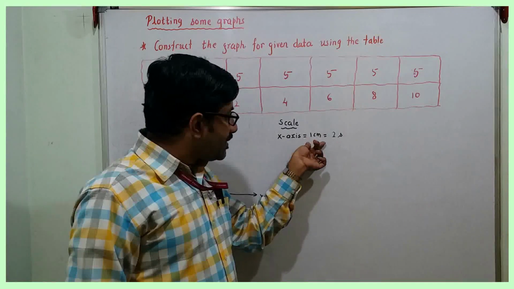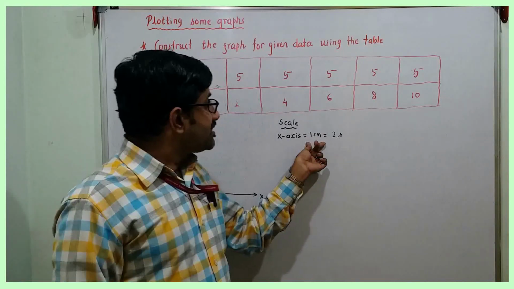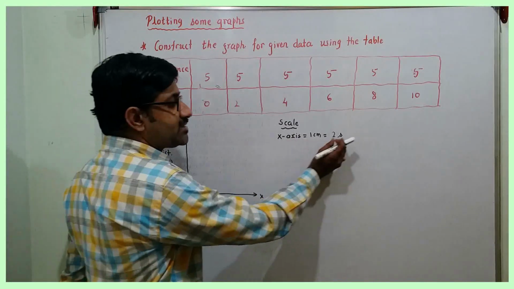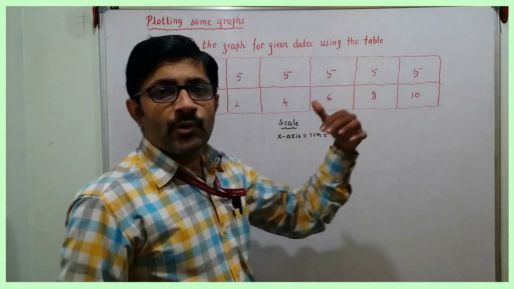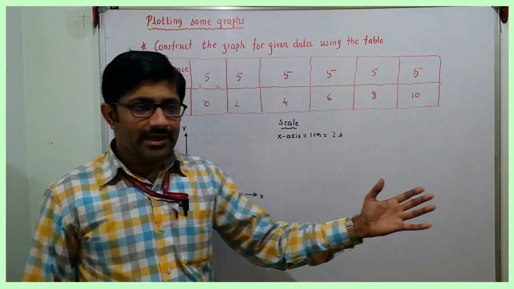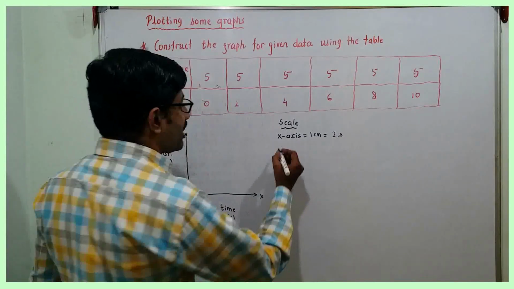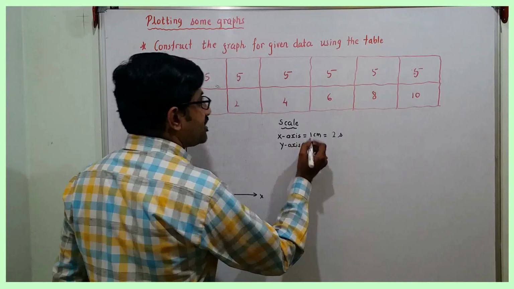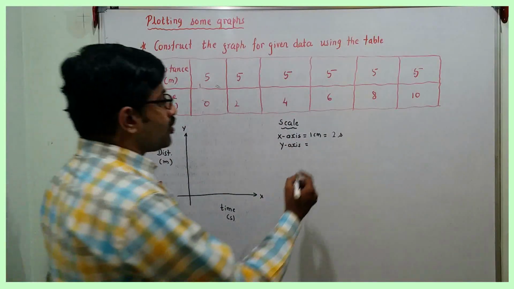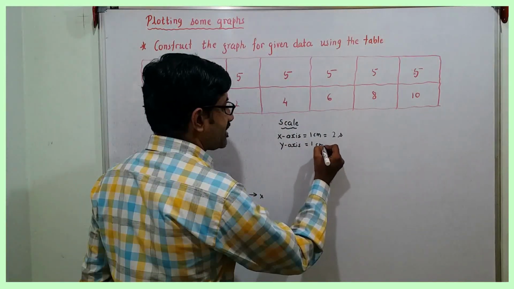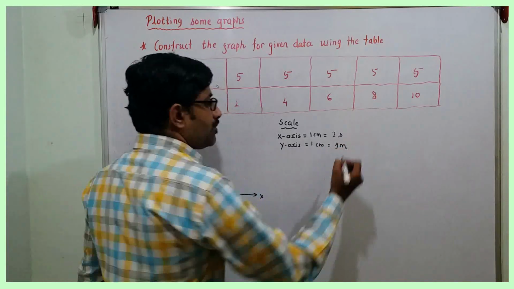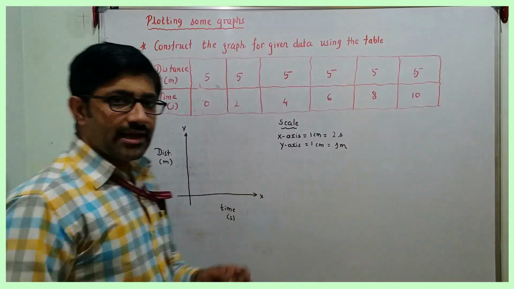So 1 centimeter equals what? I am considering equally now. Every 1 centimeter has 2 seconds. And similarly you can write it for the y-axis too. Since it is constant, you just go on rising, 1 centimeter equal to 1 meter, like that. By that you can get the scale right.